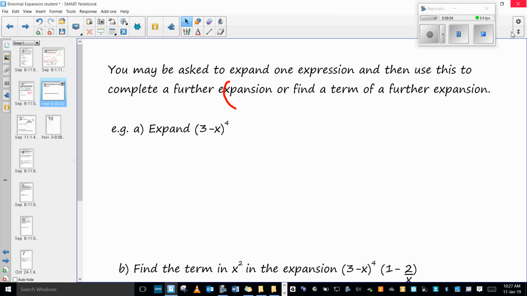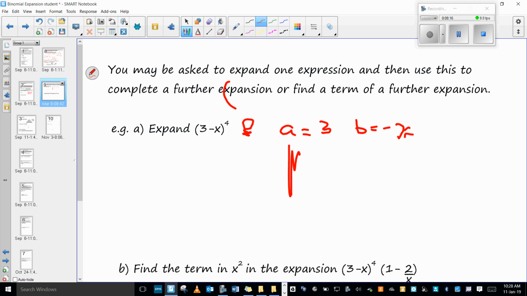Let's try again. Okay, so a in this question is 3, b is 1, n is 4. What's our Pascal's triangle row? 1, 4, 6, 4, 1. Remember this is the line that I was hoping you were going to remember to help you with all the others. So we've got that stuff.